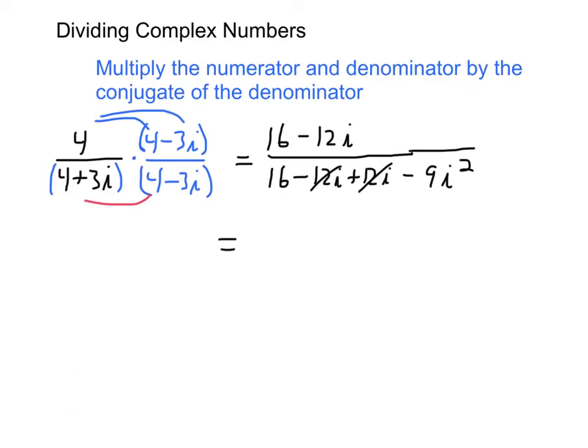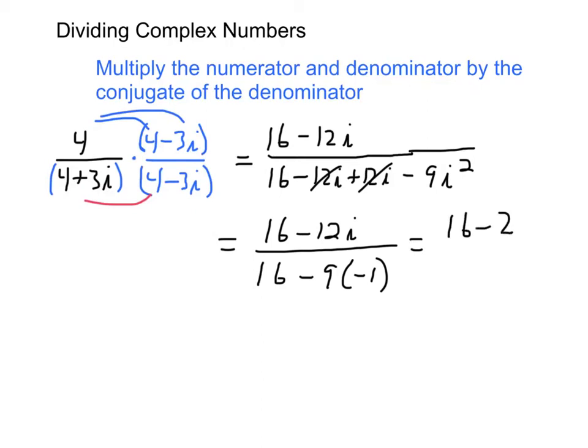And so that will give us 16 minus 12i divided by 16 minus 9 times negative 1, which is 16 minus 12i over 16 plus 9. And 16 plus 9 is 25. So you have 16 minus 12i over 25.